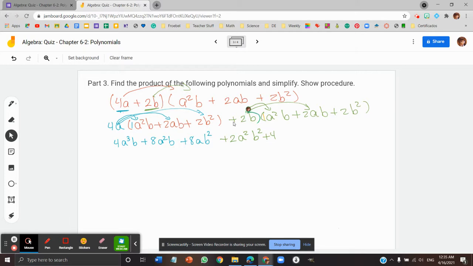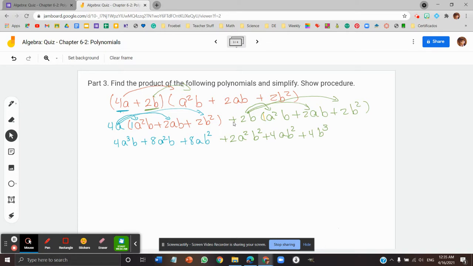B, well, I don't have an a, so I'm just going to write the a. And b times b is b to the second power. This is getting a little bit long. Don't worry, we're almost there. Now the last term: 2 times 2 is 4. B times b to the second power is b to the third. Oof, that was a lot.